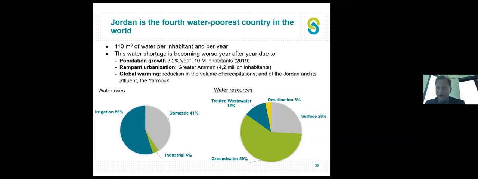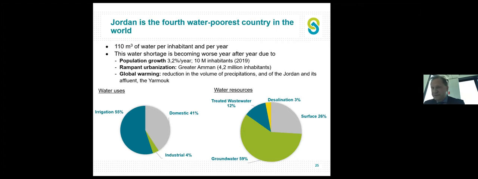even though the countries work very hard, but they still need to further implement solutions to reduce the drawing on the groundwater, maybe increase the share of treated wastewater reuse, which I'm going to talk about, maybe increase the desalination. They have some big projects in that area, and obviously the surface water is affected by the climate change. But what we need to imagine is over the long term, the graphs need to change significantly.